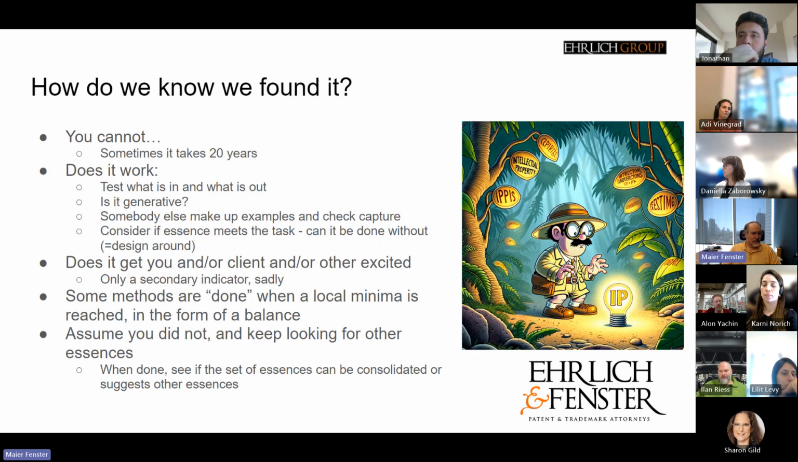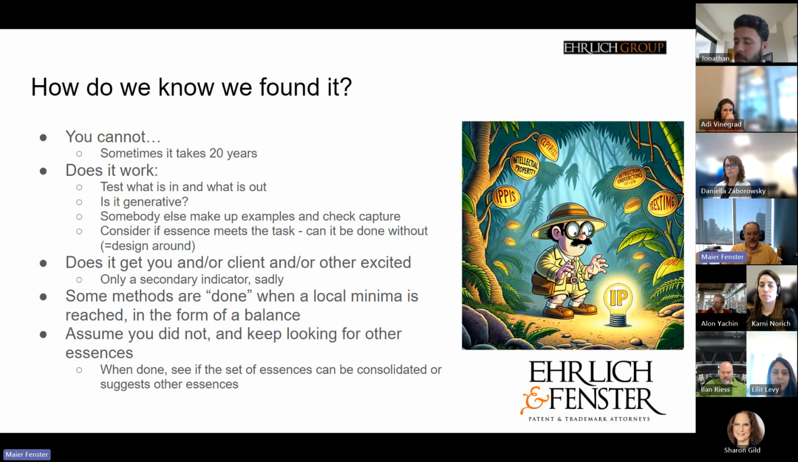A very common measure people use, including myself: does it get you or the client or somebody else excited? Yeah, wow, what a beautiful invention. Okay, so that's very nice, but it's only a secondary indicator. It just means that you have a beautiful theory. It doesn't mean that it's a good one.